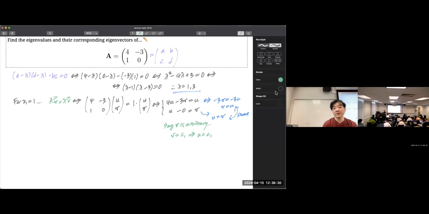So this gives us our u and v. So our vector, we could factor out the c1 and you get c1 times (1, 1). And this is the eigenvector for lambda 1 is equal to 1.